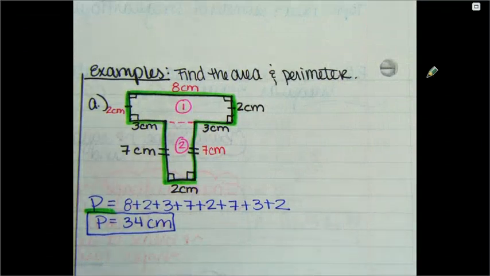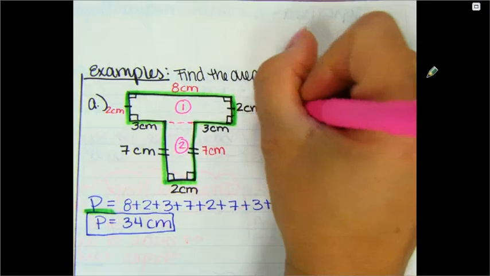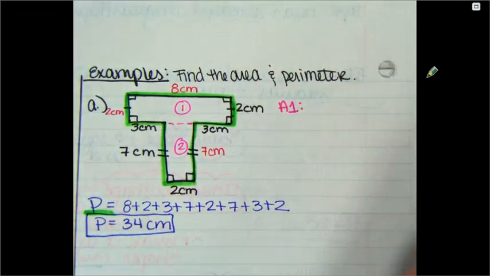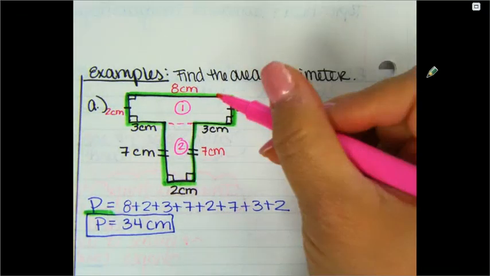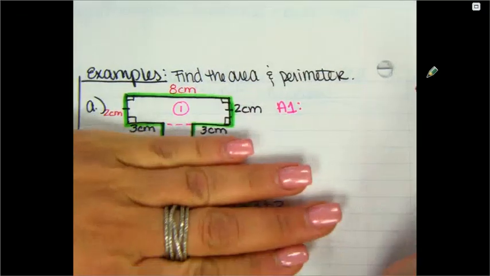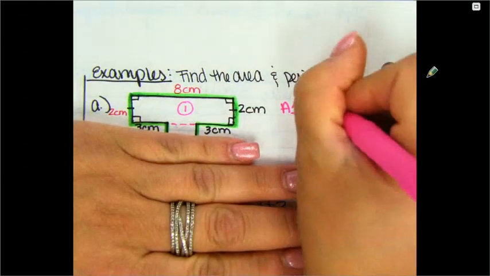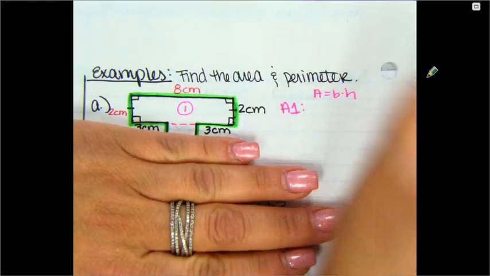Yes? Okay. We're going to find the area of, so I'm going to put A1, which stands for area of shape 1. Good. So when I look at the shape, I'm going to cover up this. What is my, so remember it's area equals base times height. What's my base?